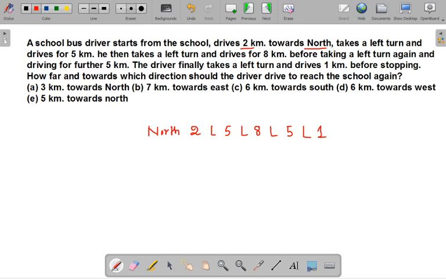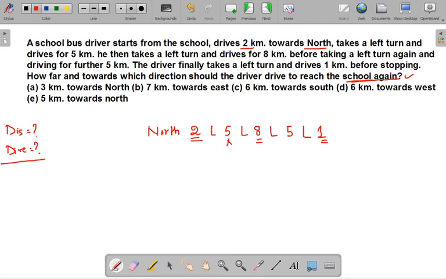Important, pay attention. If he wants to reach the school again, in which direction should he drive? So we have to find the distance and the direction both. Let us find out the distance. I'll take this first value, third value and the fifth value. Remember that always you leave one, so ignore this and ignore this.